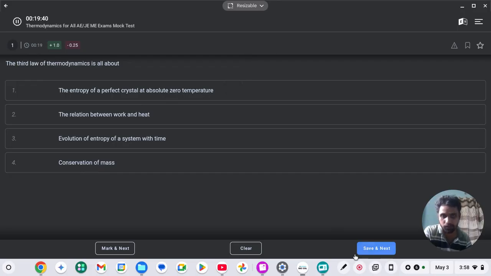And the relation between work and heat is in the first law. The first law states that all the Q we give to the system will be consumed either in raising the internal energy of the system, or in the system doing some work. So this is the first law, and this is the relation between work and heat.